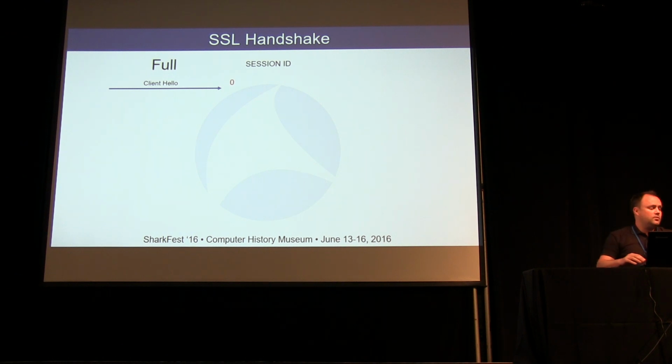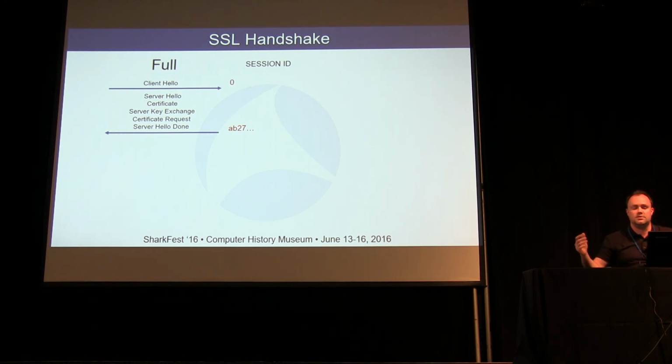So really with SSL, there's two types of handshakes. There's going to be a full handshake, which we'll talk through first. The first packet's going to come from a client, and it's going to have a session ID value of 0, which is this red value in the middle here. And the server's going to respond, giving it a server hello, and it's going to allocate a session ID. In this case, we've got AB27 ... It's a 32-byte integer, and it's going to go through a whole process of setting up a new SSL session, doing a key exchange.